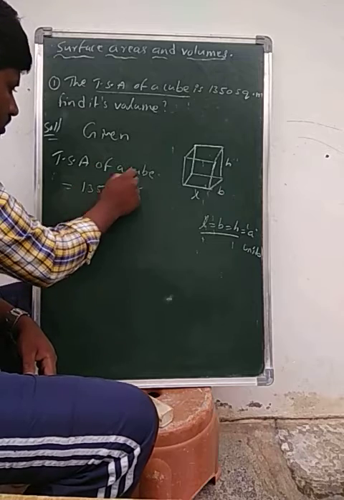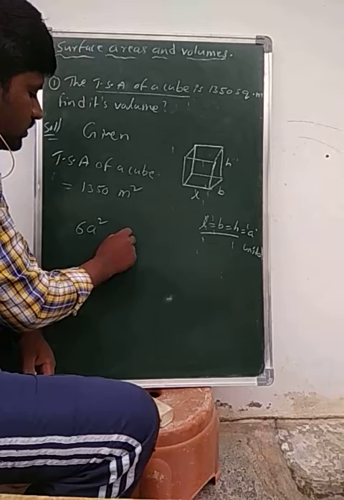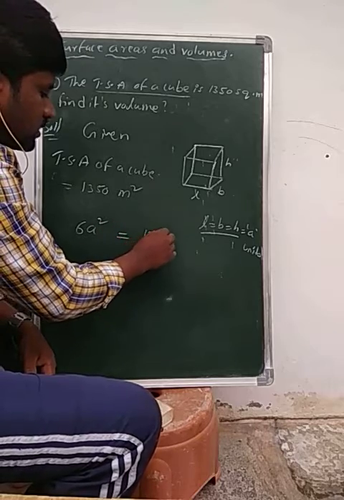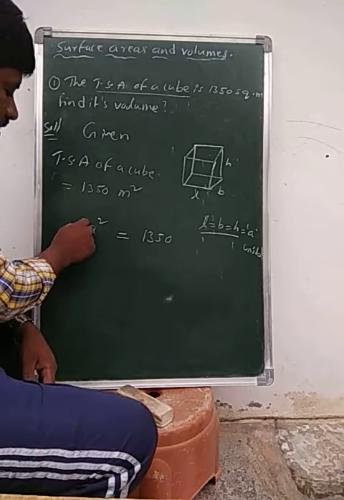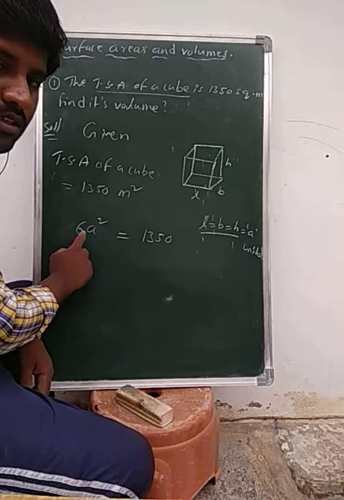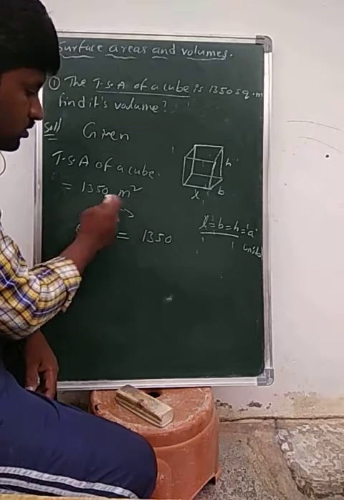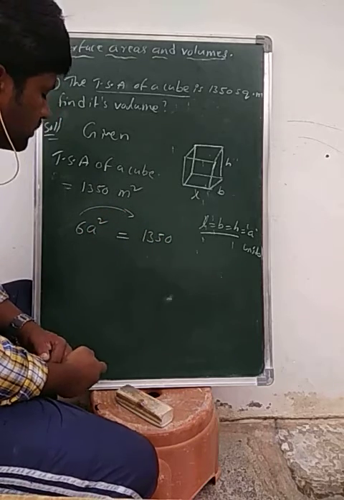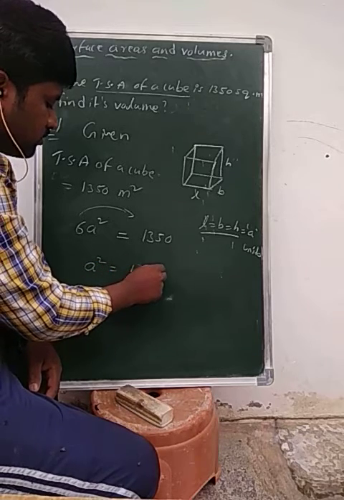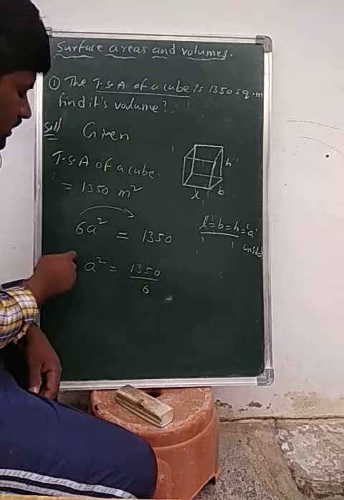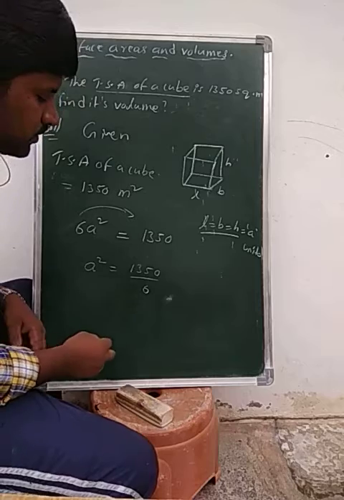So TSA of a cube, the formula actually, is 6a square is equal to 1350. Now 6a square means 6 into a square. So by transposing 6 from LHS to RHS, then what happened? 6 a square is equal to 1350, by 6. This becomes what, na? Division.